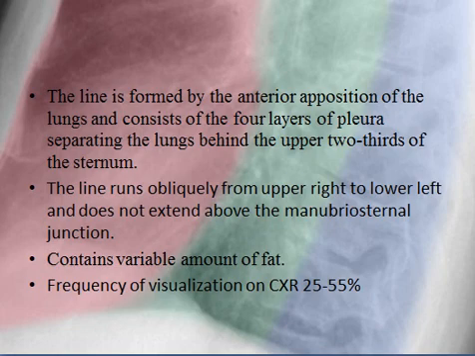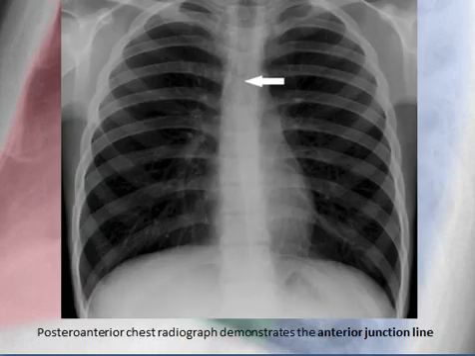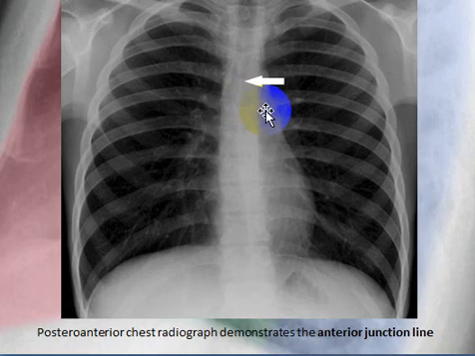Frequency of visualization of the anterior junctional line is about 25 to 55%. Here you see a PA chest X-ray demonstrating the anterior junctional line running obliquely on the right side and going to the left side on the lower part.